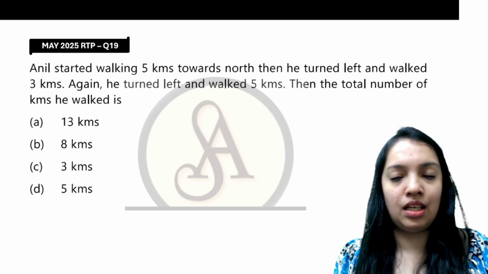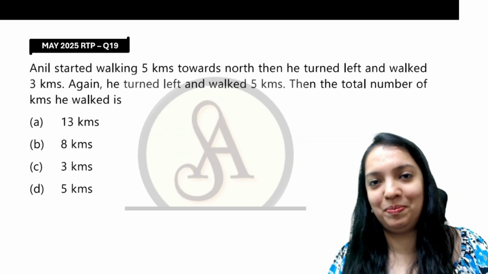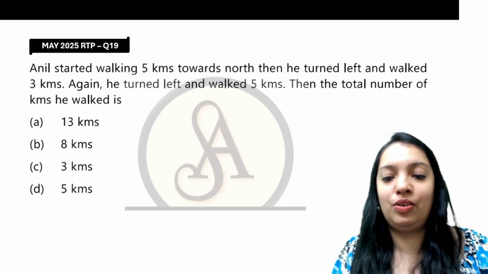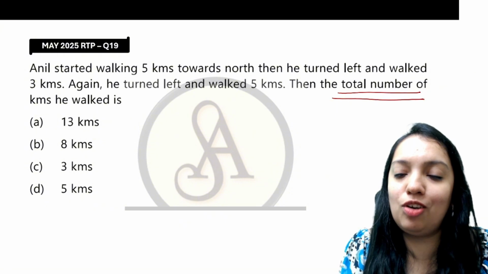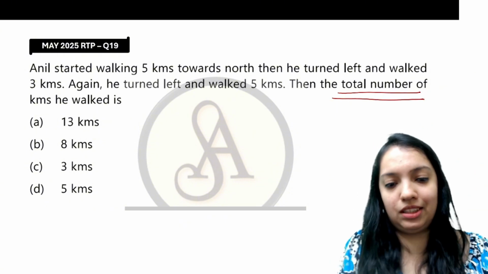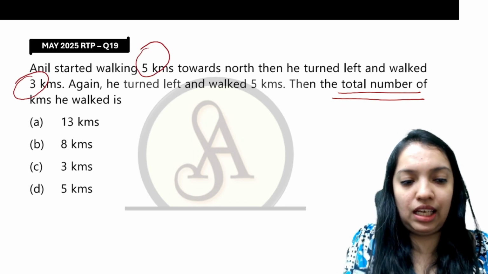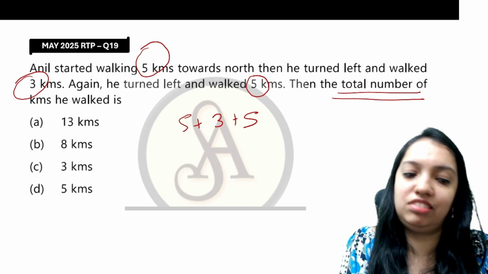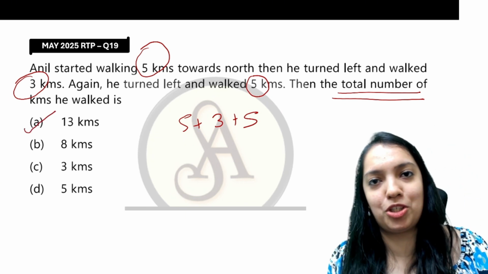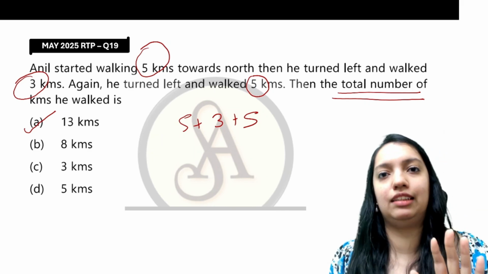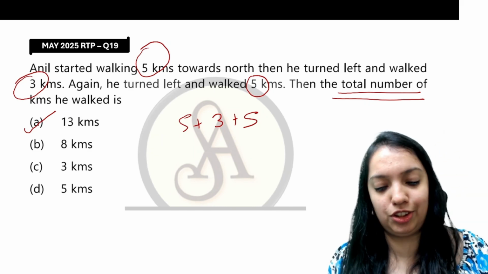Next, a direction sense test question, but they didn't ask direction at all. They just asked you to calculate the total number of kilometers he walked. Look at the question, count the numbers: 5 plus 3 plus 5. So your final answer is going to become 13 kilometers. Option A. Don't expect a CA Foundation main exam question to be something like this. They'll be asking you the directions over there.